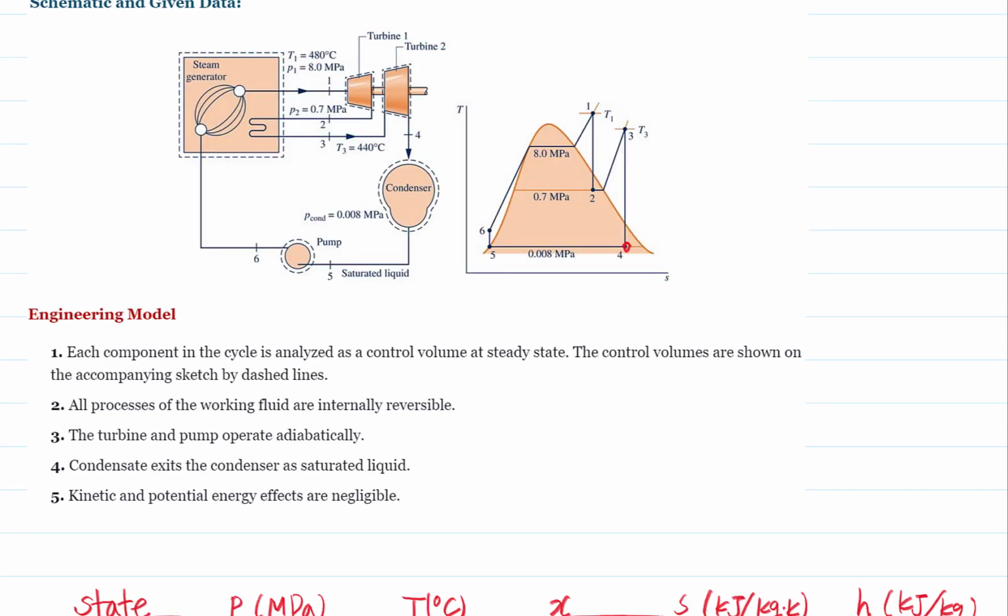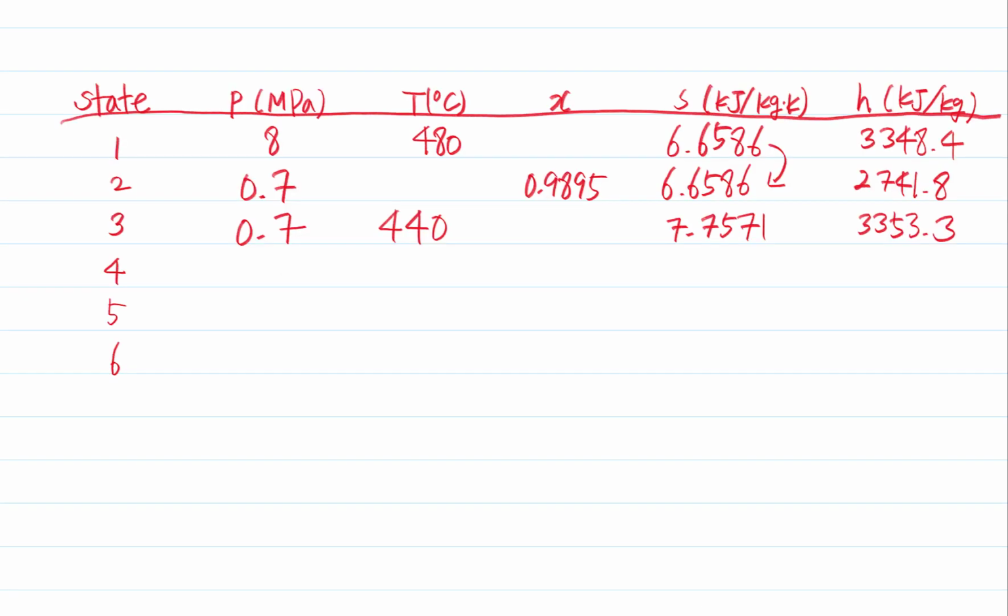At state 4, steam leaves the second stage turbine. The turbine operates isentropically. So S4 equals S3. And the pressure is also given, 0.008 megapascal. So at the given pressure and the entropy, we know that it is a saturated mixture.